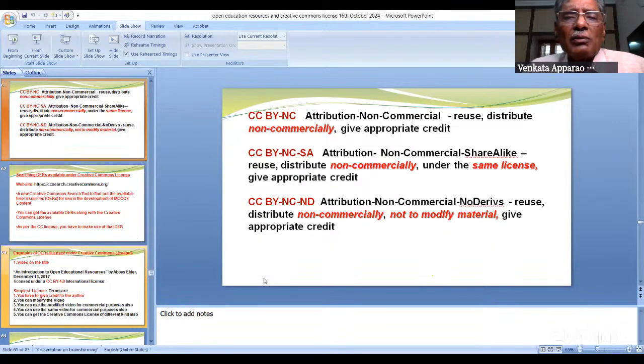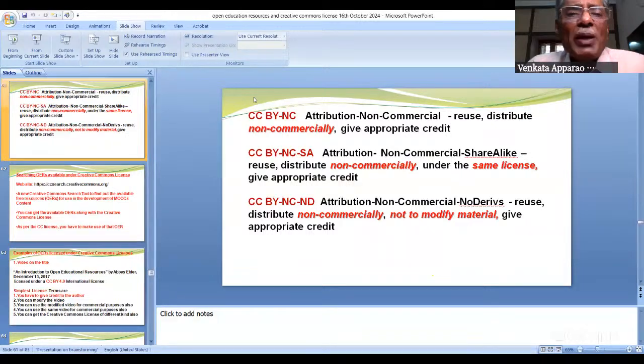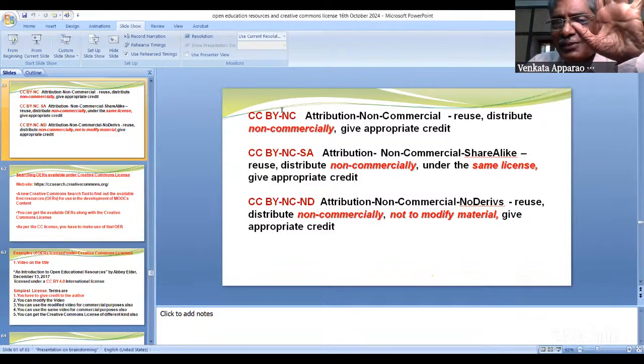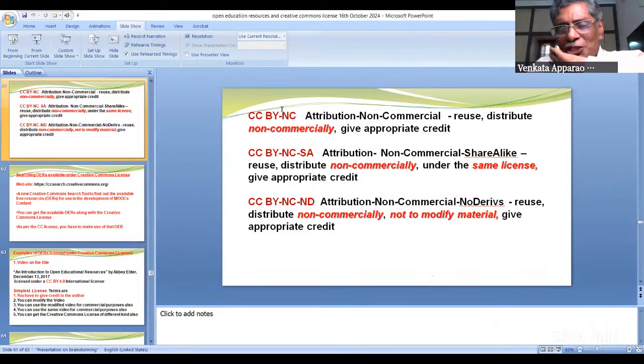Then the fourth one, CC BY-NC. What is the meaning? CC is Creative Commons. BY stands for you give attribution. NC means you can use it for non-commercial purposes only. You cannot use it for commercial purposes. The creator is not giving you permission to use it for commercial purposes. Only for non-commercial purposes.